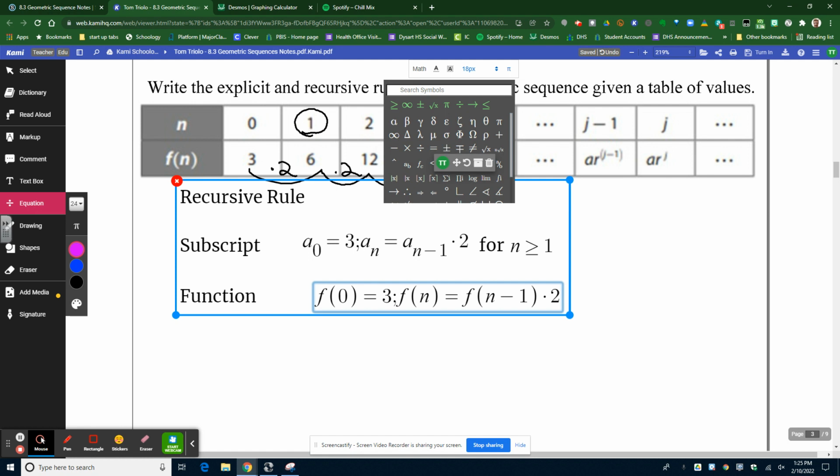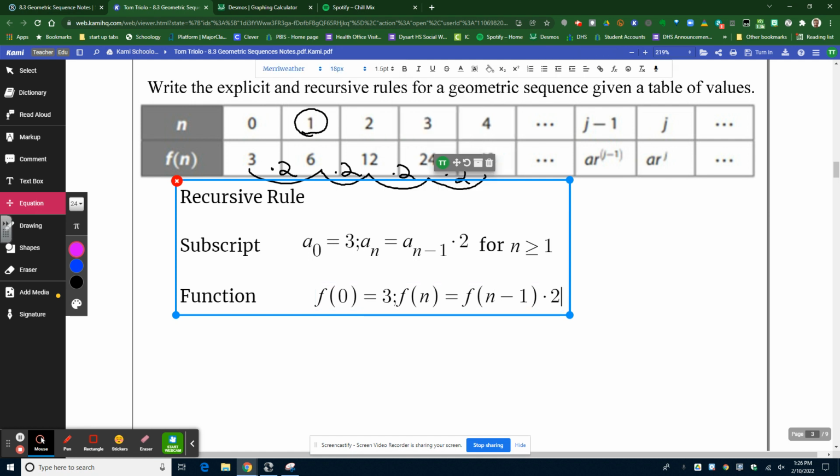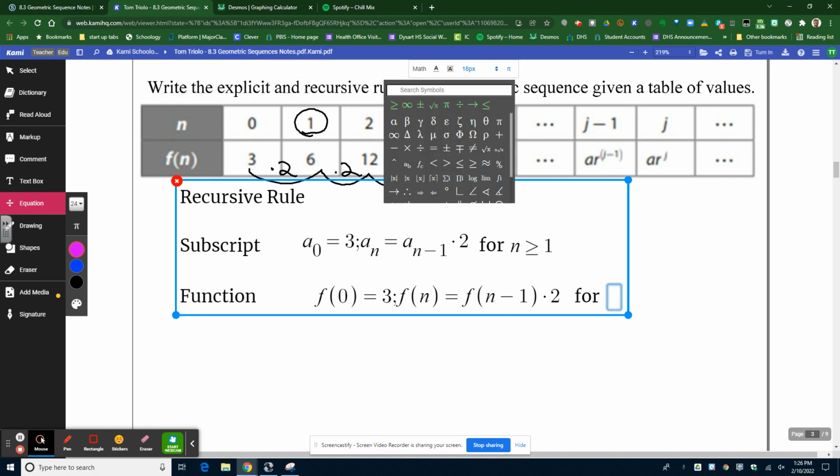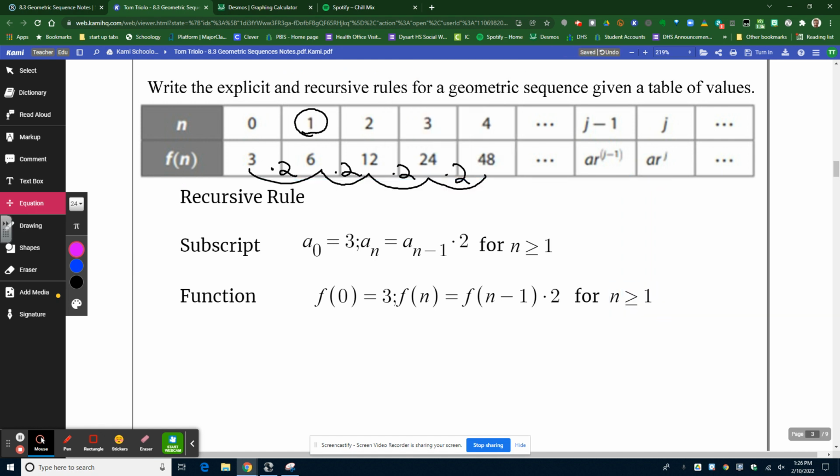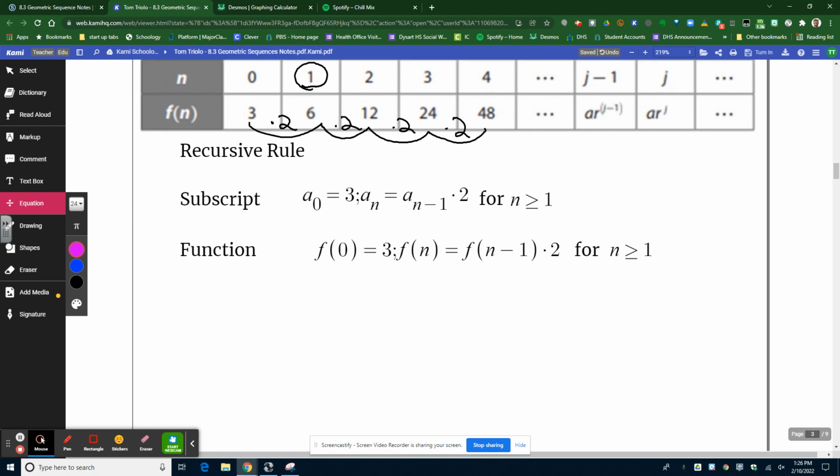And then just like the other part, we're still finding this only for numbers bigger than 1. So for, equation editor, n greater than or equal to 1. And that is the recursive rule. The recursive rule is kind of clunky, so we use it as a building block to create the explicit rule.